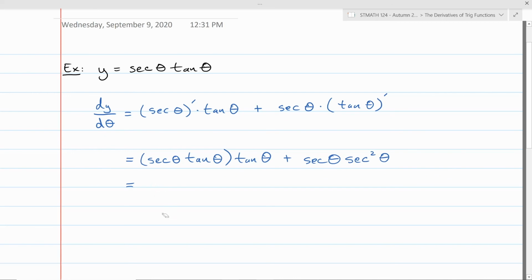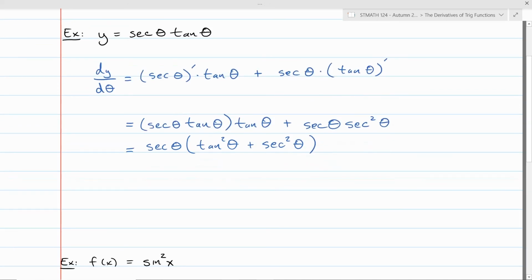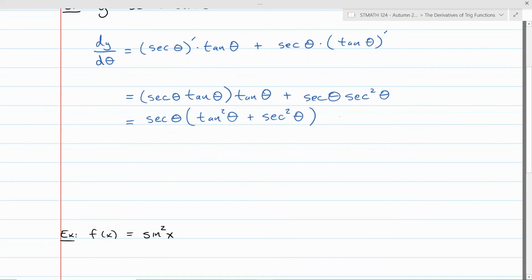I could write this as, I think I could do some interesting simplification here if I were so inclined. I could factor out a secant, and then I'd have tangent squared theta plus secant squared theta. I can't reduce that in an extreme amount. I do know there's an identity that says tangent squared of theta is the same as 1 plus secant squared. So I could convert that to some secants if I wanted to, but I don't see any need to at this point. So I'll just leave it like that.